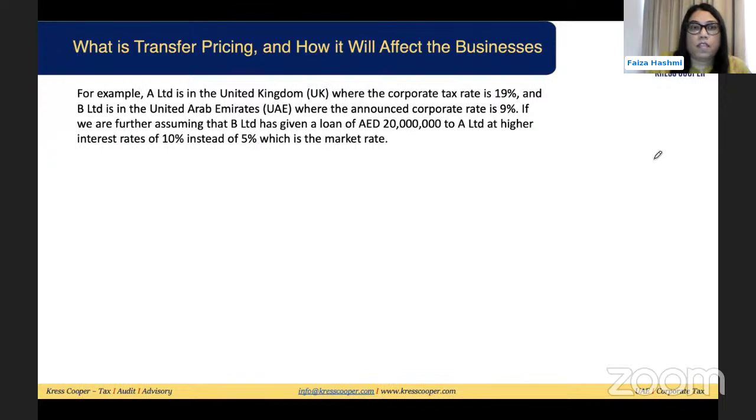So just to give you an example, we'll take one example that A Limited is incorporated in UK. In the UK, there is a corporate tax rate of 19%. And B Limited is a company which is incorporated in UAE, where right now the corporate tax rate is 9%. So let's say that the UAE company has given the UK company a loan for 20 million at a higher interest rate, let's say 10%, as opposed to what is in the market, which is 5%.